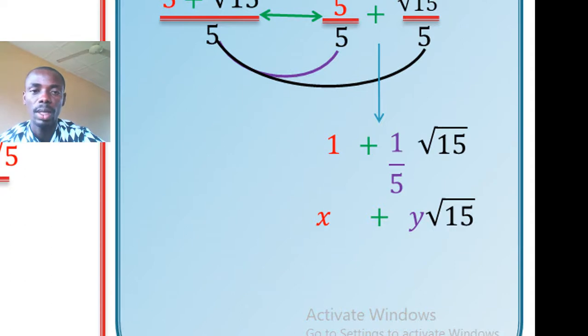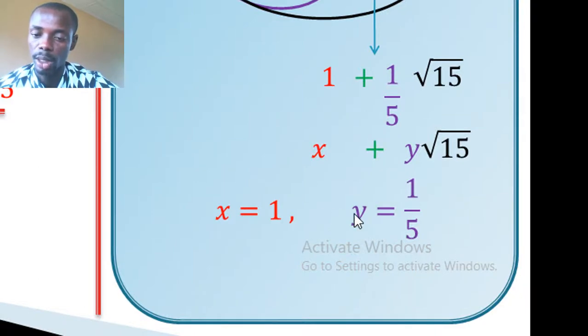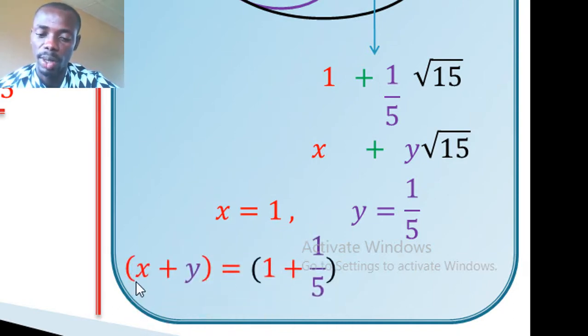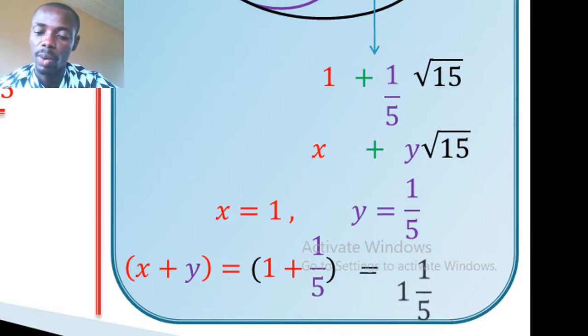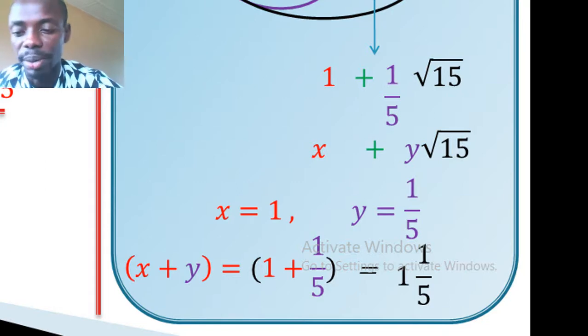So with this done, now let's get the value of x plus y, because that is what we are asked to do. So the value of x plus y now is going to be equal to, since our x is equal to 1 and our y equals 1 over 5, x plus y, that's going to be 1 plus 1 over 5. So what do you suggest that will be? Of course, that's going to be 1 and 1 over 5, or you express it in mixed fraction. But this is our final answer. And I believe that is clear.